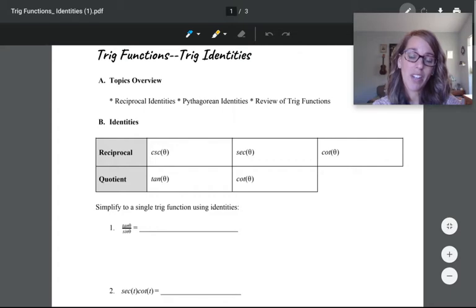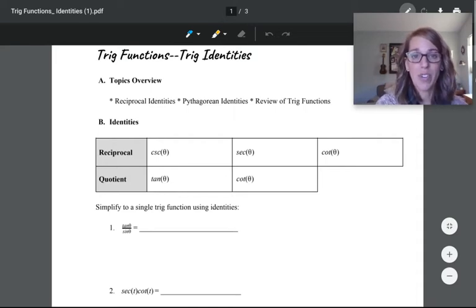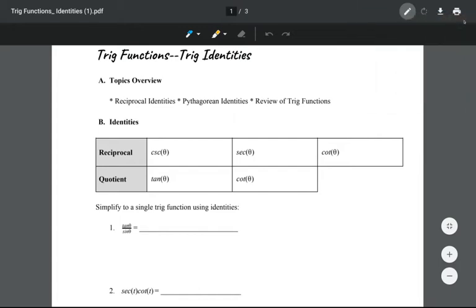From there, we're also going to talk about the Pythagorean identities, which are really similar to a squared plus b squared equals c squared. And we're also going to be using these identities to simplify trig expressions. Let's go ahead and get started with the reciprocal identities.